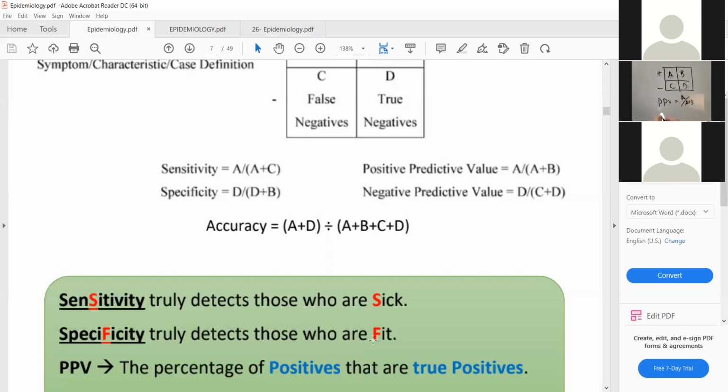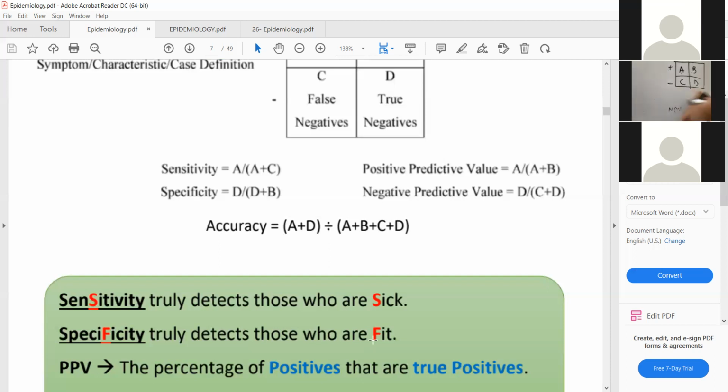Now negative predictive value. Negative predictive value is D divided by C plus D. That's right. So this is how we can calculate sensitivity, specificity, positive predictive value, and negative predictive value from 2 by 2 table. One other calculation that can be done from a 2 by 2 table is accuracy of a test.